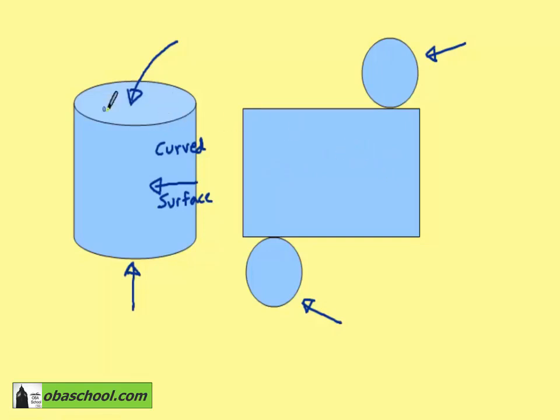Try this yourself. Take the cardboard center of a toilet roll and cut it down here. Then roll it out and you'll find that you get a rectangle. You can do the same thing just by folding around a sheet of A4 paper.